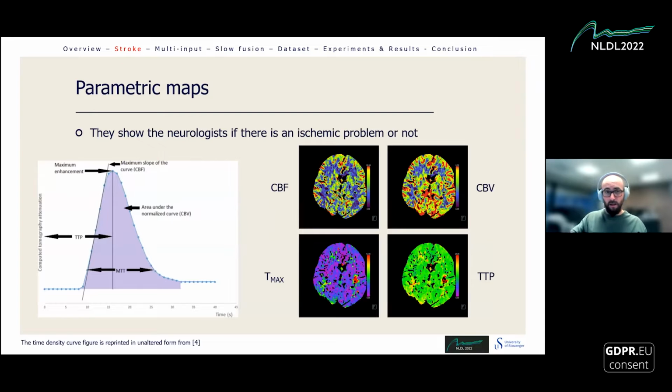At the end of this CT perfusion study, different parametric maps are generated in order to visualize different information about the brain tissue. And these parametric maps show the neurologist whether there is an ischemic problem or not in the patient.